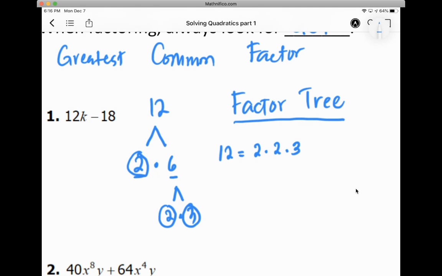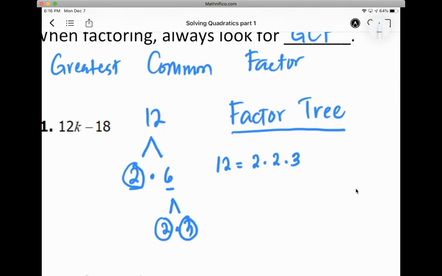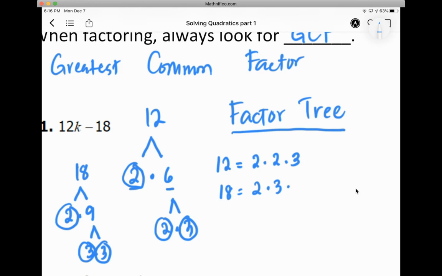Now what about 18? Still using the factor tree, you have 18. Of course, that's 2 and 9. That's 2 times 9, 18. We can still break down 9 as 3 times 3. And that's it, we're done. What are the roots of the tree? You have 2, 3, and 3. So that makes 18 as 2 times 3 times 3.